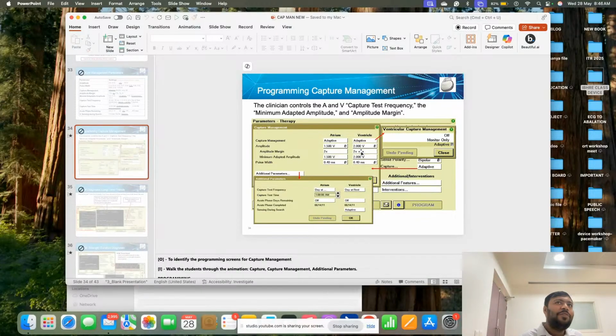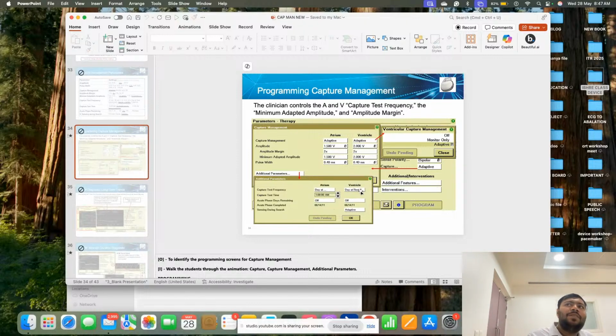And if you are going with a 2-times concept, there will be a disadvantage. Let's assume your threshold is 0.5. If you give 2 times, 0.5 into 2 gives close to 1 volt only. You can't program 1 volt in the ventricle, as that will be very low. To cover that, we came up with the minimum adapted amplitude. So even if the 2-times margin comes to 1 volt, if you set it to 2 or 1.5, the device will not go below 1.5. That is a good thing here, sir. And then you can program here when it is going to happen.